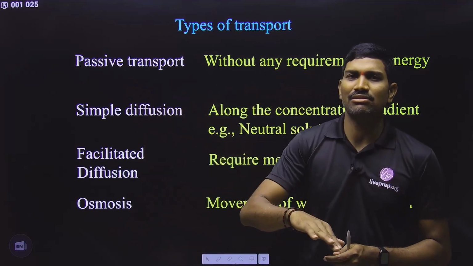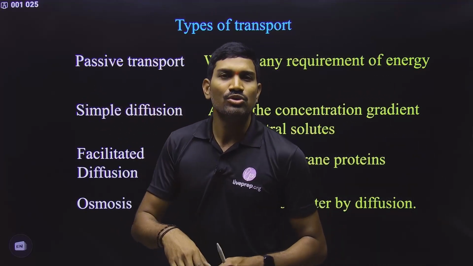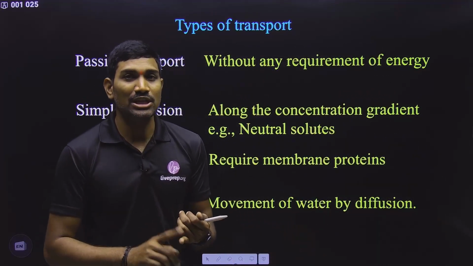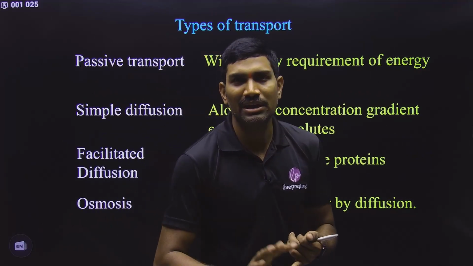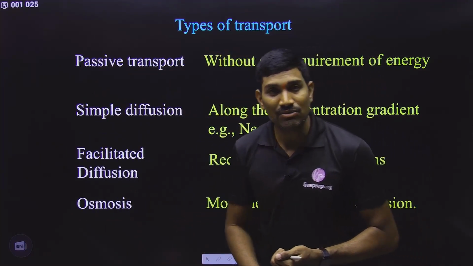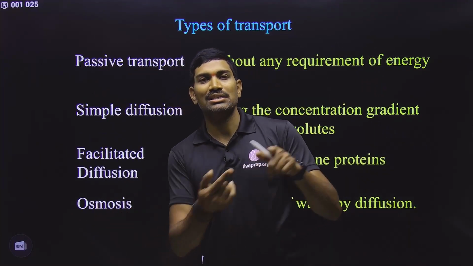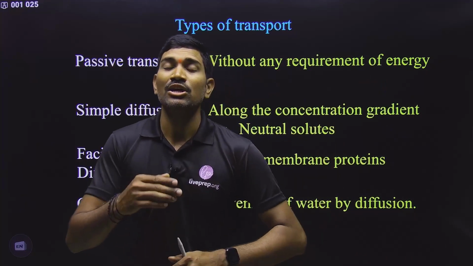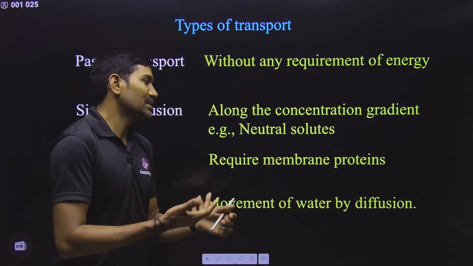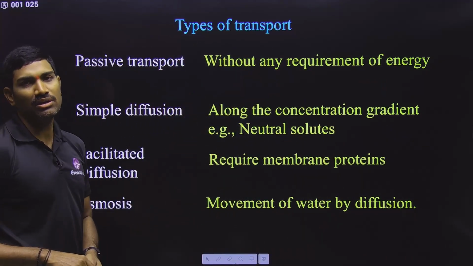If it is passive, they are anyhow moving from high to low, so energy is not required. So for passive transport, energy is not required, so ATP energy is not required. But for active transport, since they are moving from lower concentration to higher concentration, energy is required. So these are some basic important points that we need to understand.